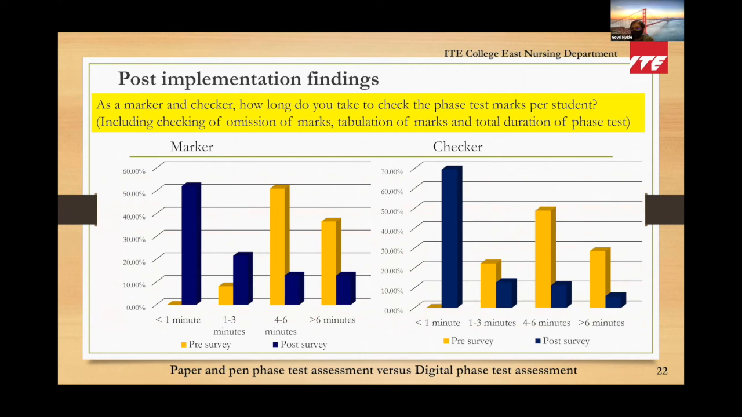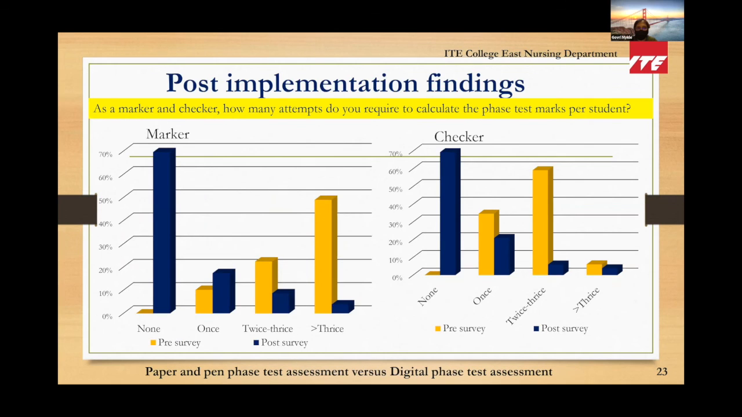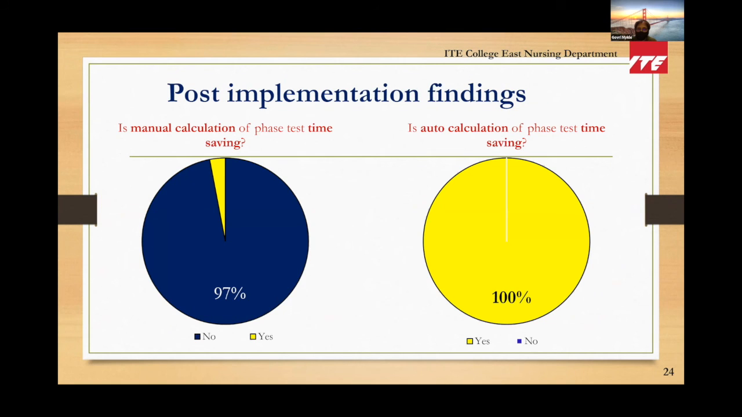Okay, we needed to find out if our tool was useful, so we did a survey. The survey showed that our markers and checkers, who initially took 4 to 6 minutes in the earlier process, took less than a minute with our new initiative. There wasn't even a need for markers and checkers to attempt to calculate the marks, and 100% of respondents said that our e-tool was time-saving.